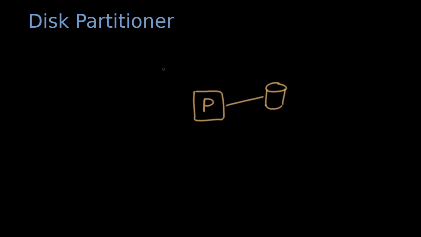The partitioner exposes, for example, three virtual disks. So let's draw that as dotted disks. As three dotted disks. And the third one. The partitioner exposes these three virtual disks.